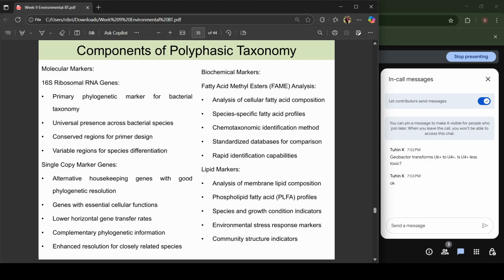We also have lipid markers where we analyze the membrane lipid composition, which is the phospholipid fatty acid profiling, PLFA profiling, which can act as a species and growth condition indicator. It can also tell us about the environmental stress. So it is called an environmental stress response marker, because based on environmental stress, the lipid composition is going to vary. So that is why it can act as a marker, and it is an indicator of the community structure. So in case of polyphasic taxonomy, we use multiple techniques, and we mainly use molecular markers and biochemical markers for identification.